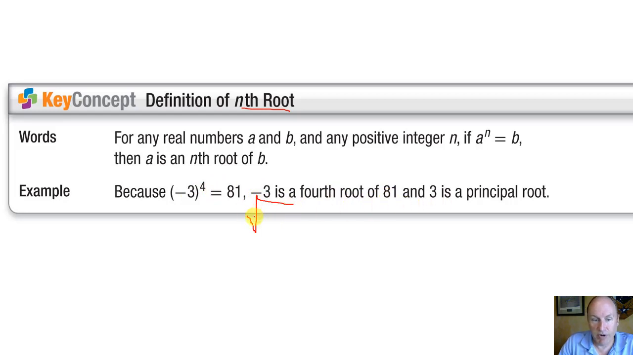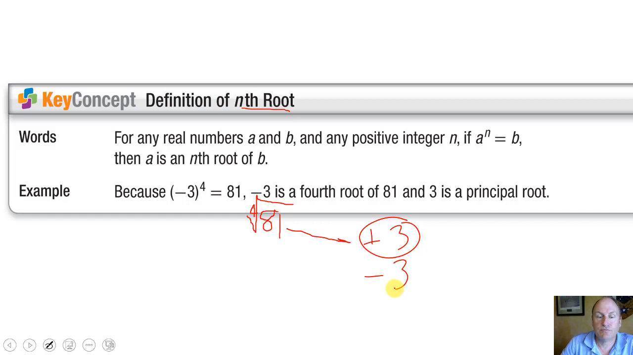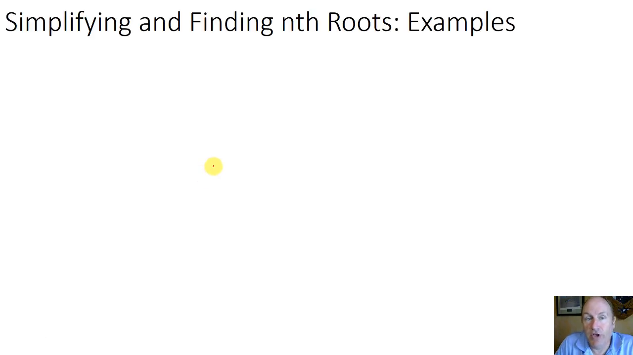The way that would actually be written, we'd have a 4, the fourth root of 81. There are actually two fourth roots of 81. It is positive 3, which is the principal root, and negative 3. Let's look at some examples of simplifying and finding the nth roots of different expressions.